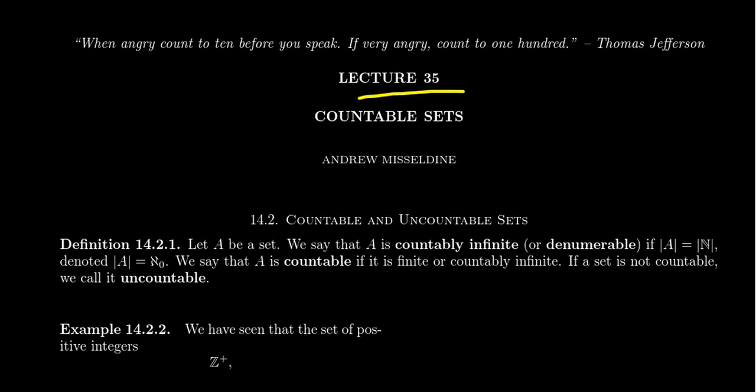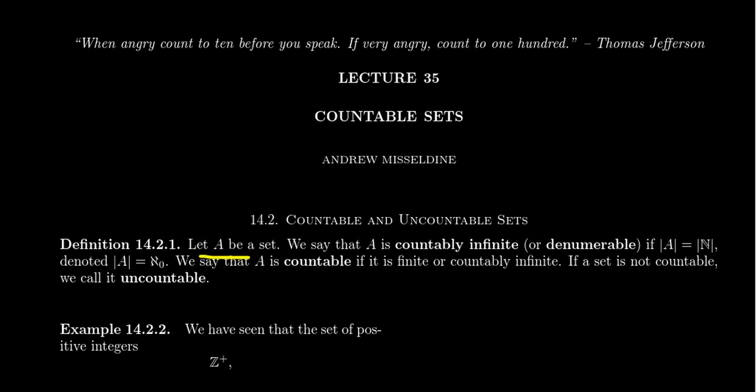In lecture 35, we're going to talk some more about cardinalities of infinite sets. We've talked about this in lecture 34, and we discovered, looking at power sets of infinite sets, for example, that not all infinities are created equal. That is, there are some that are bigger than others. In this lecture, we're going to explore the smallest type of infinity, so-called countably infinite sets.